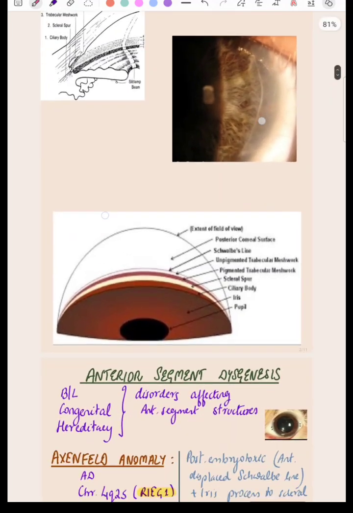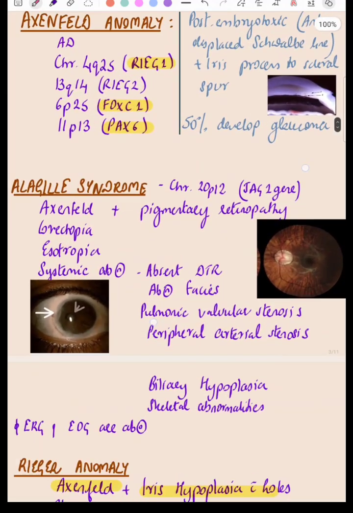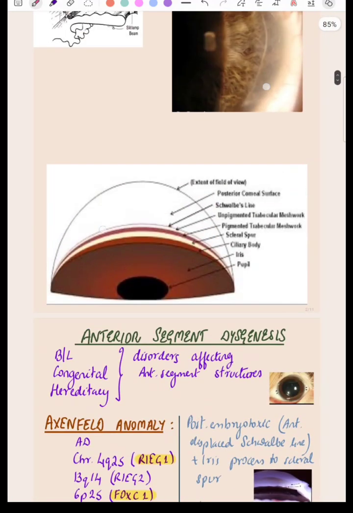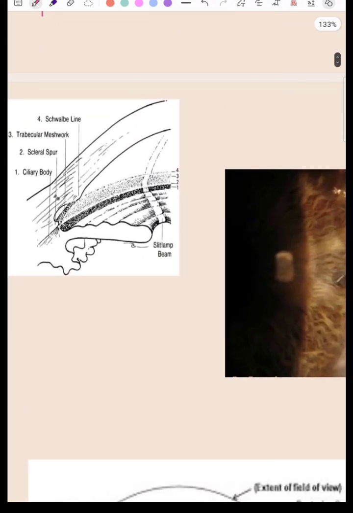Coming to the first one, we will first discuss Alagille syndrome. The main gene associated here is the JAG1 gene. The main feature here is posterior embryotoxon. See, in the angle, the structures are the ciliary body, scleral spur, trabecular meshwork and Schwalbe's line. This is Schwalbe's line here. It is the peripheral termination of Descemet's membrane.